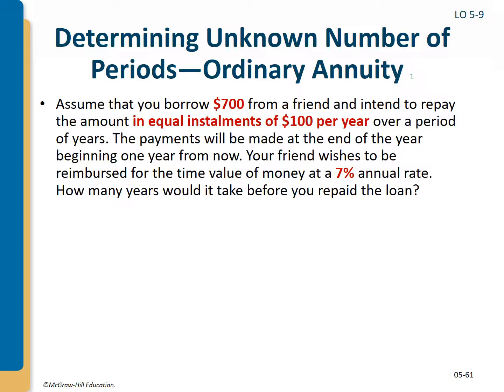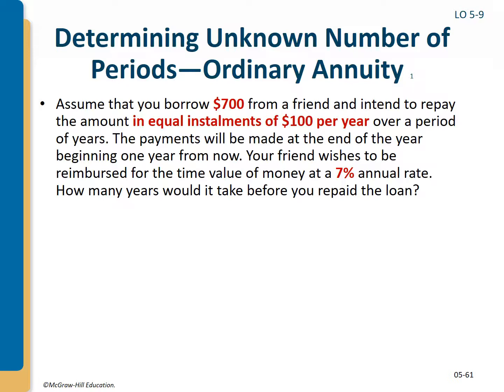Same example, but now your friend wants you to repay the amount in equal installments of $100 per year over a period of years. How many years will it take you to pay it off if you're making the payments at the end of each year and your friend wants to earn 7% annual interest rate? Well, again, you know how much you borrowed. You know you're paying off $100 a year, so now you know your payment.